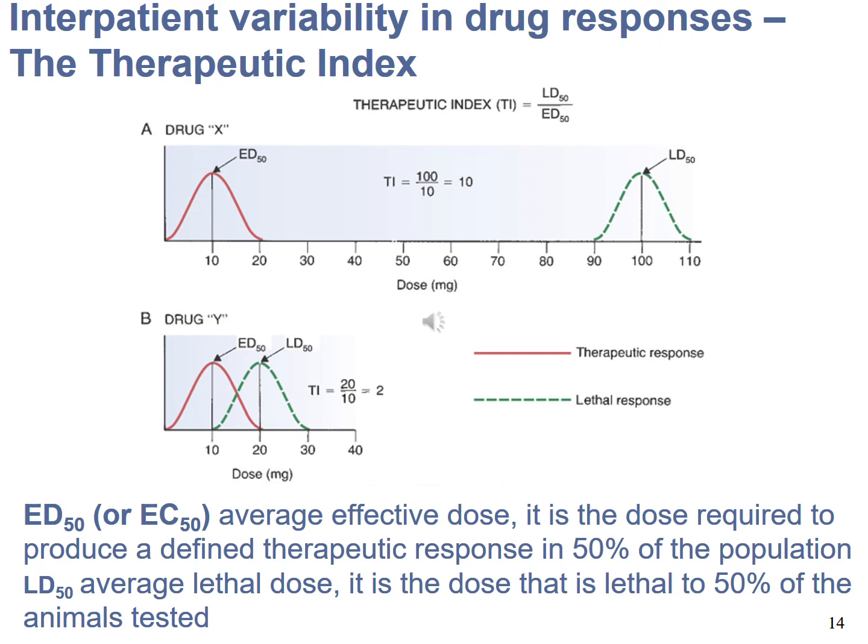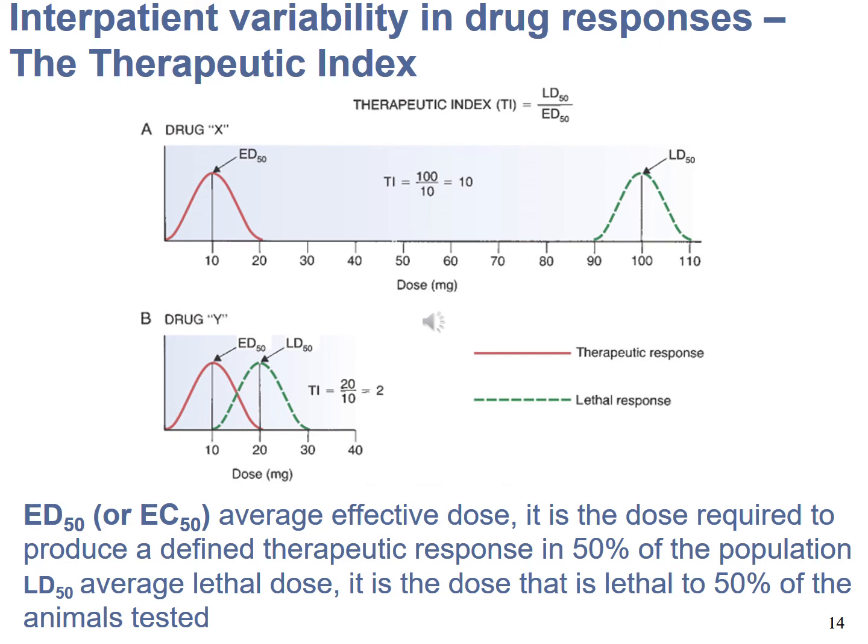So if you look at drug X, which is on figure A, you see the ED50. So again, on the x-axis, you have the dose. And so with that drug, with 10 milligram, you see a maximum response in 50% of the population that was tested. And that's your ED50. And then the dashed green line is the LD50, which is 100 milligram.